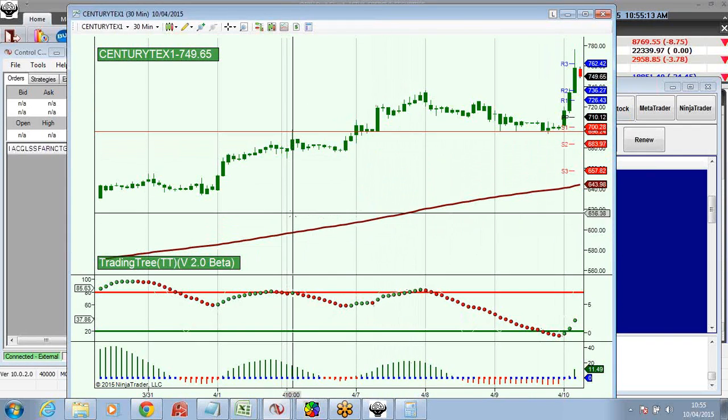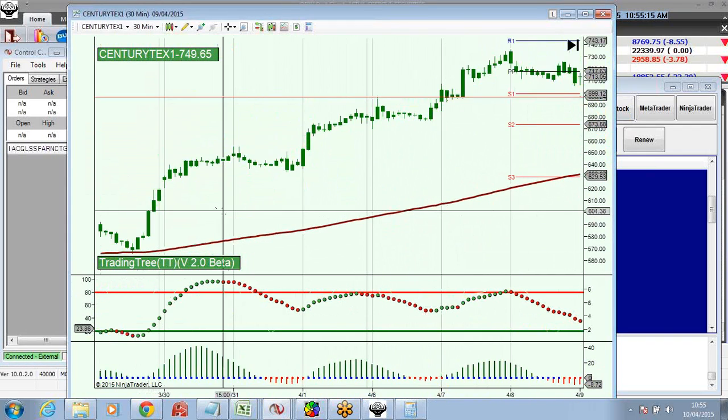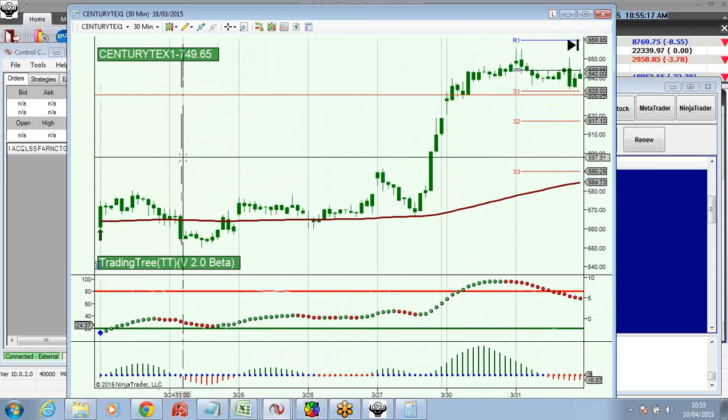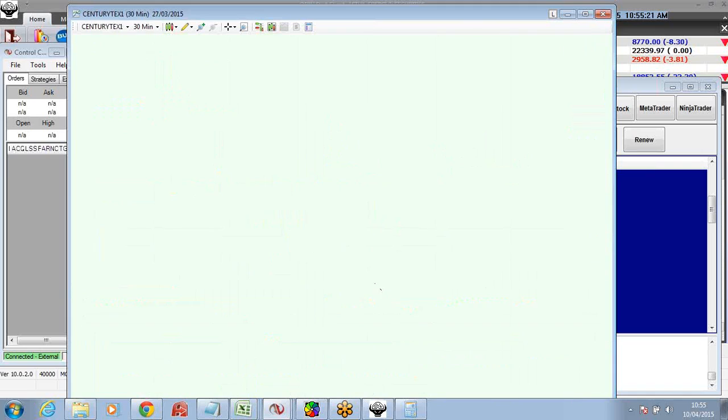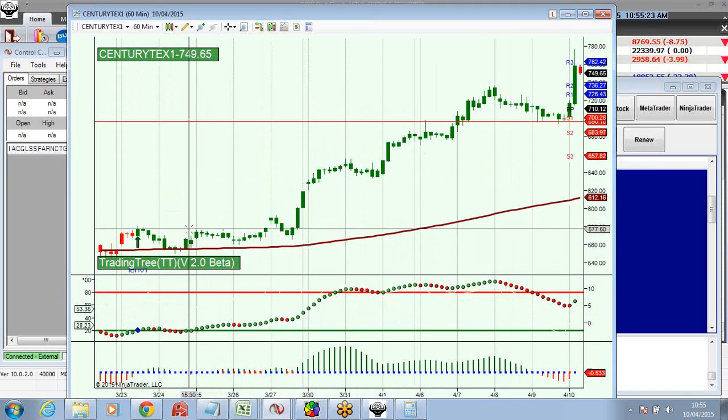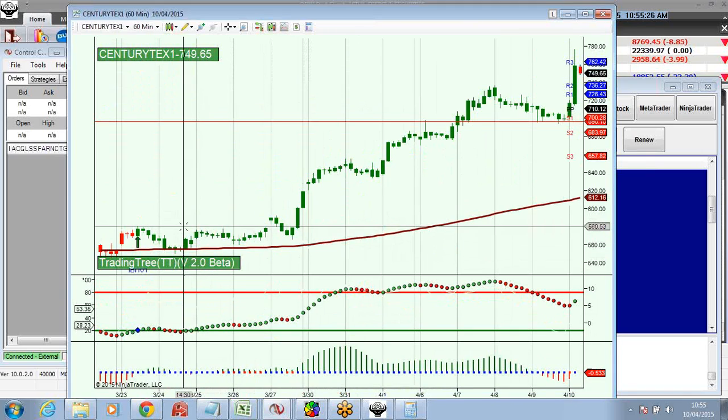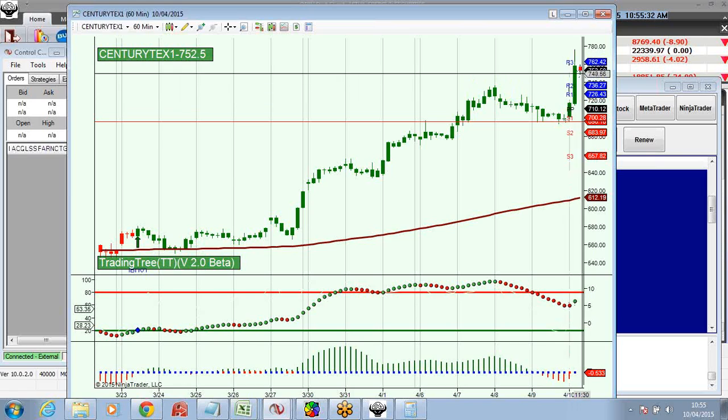So this is Century Textiles. We got this buy call a long time back. Let me just put it in 60 minutes. I got this buy call at around 580. 580 was my strike price. Now this has gone up to 752.